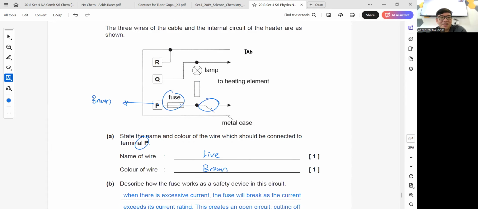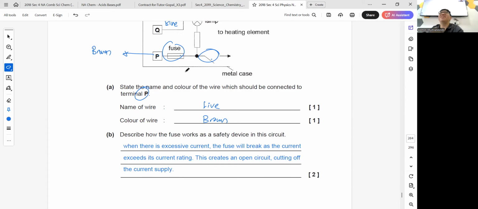What's R then? Okay, Earth is what? Green and yellow. Green and yellow. You choose the wire when we cut the live wire and say shoot. That's wrong. What? That's how I remember it.